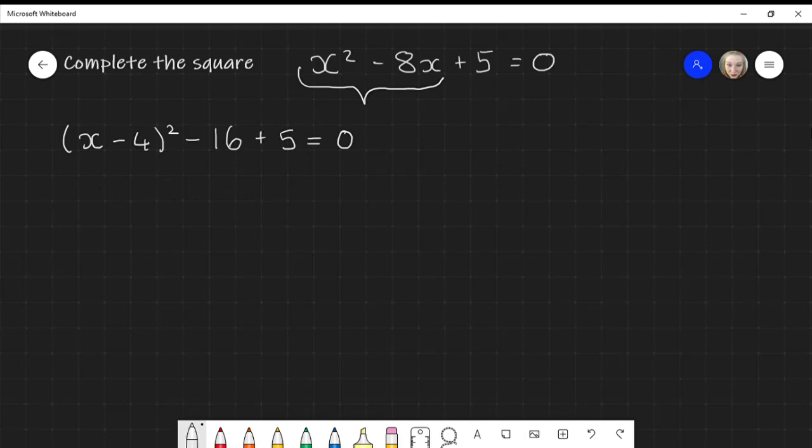Collect all of the unit terms. Bring the unit terms to the right hand side. Square root both sides. Just a note, if you notice I've put a plus or minus in front of the square root 11.